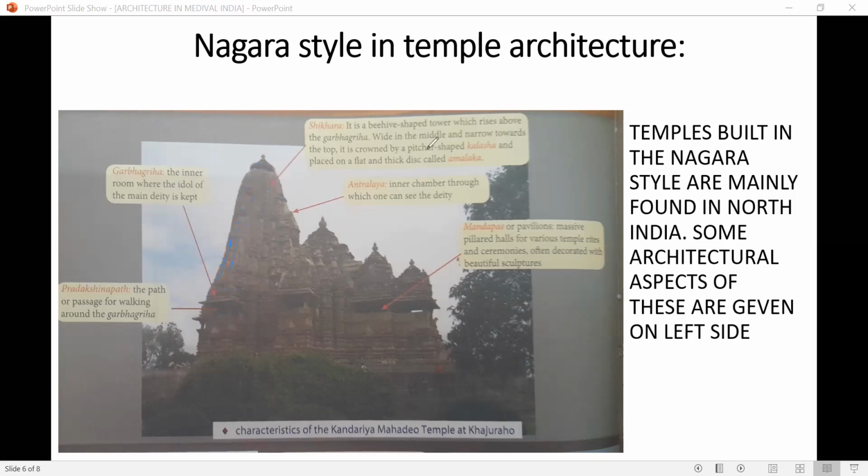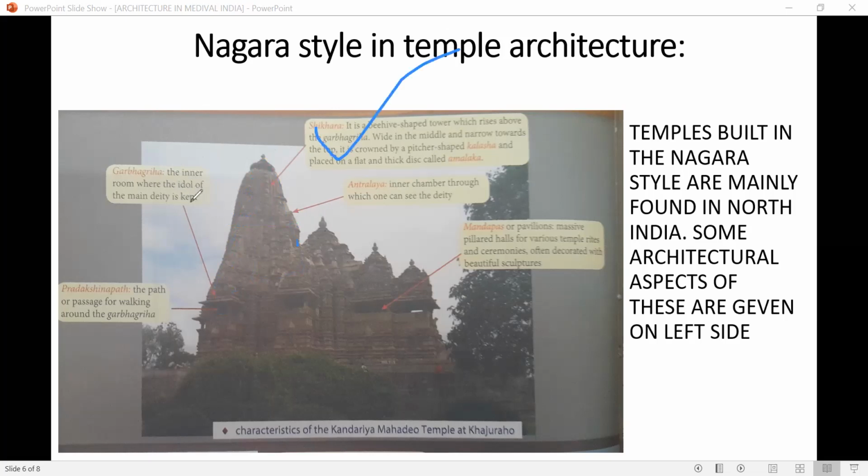So this is known as Shikhara. When it goes up, it becomes more and more narrow. It is crowned by a pitcher-shaped kalash, placed on a flat and thick disc called amalaka. Let me show you the amalaka over here. This is the flat disc, the amalaka, and this is the pitcher-type thing we discussed, which is the kalash. This part, which is above the Garbhagriha, is known as Shikhara. Now we have discussed Shikhara.